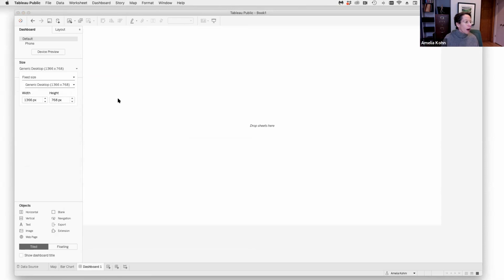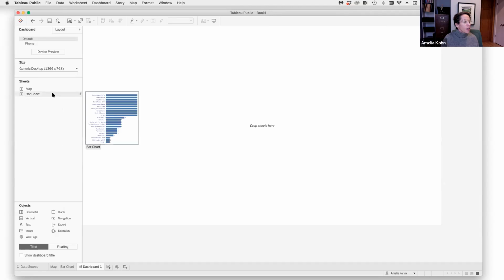Okay, so I like that. I'm going to click here. You can see that the two sheets that I created are here at the left. So there's the map. I get a little thumbnail version of it when I scroll over it. And here's the bar chart. I get a thumbnail version of that as well.